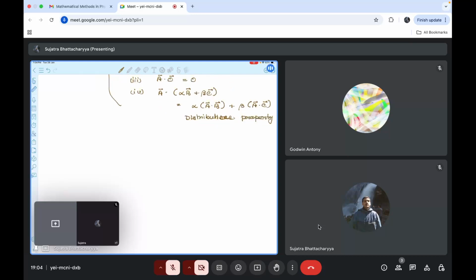Next, we will go to the inner product, and for the inner product, we need a dual vector space. The concept of dual vector space.